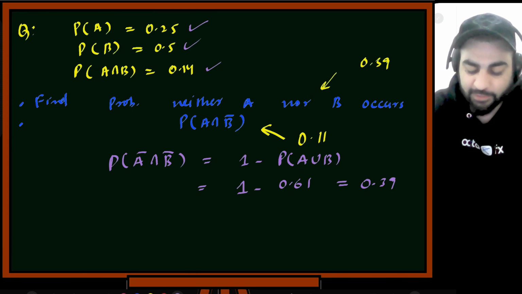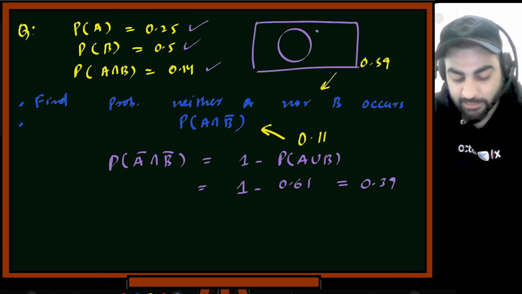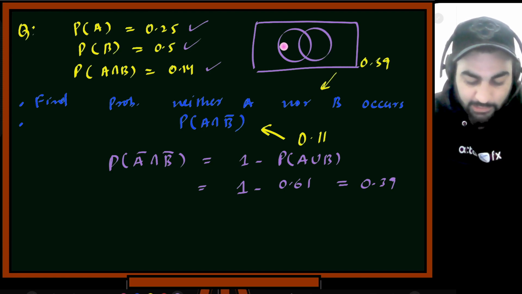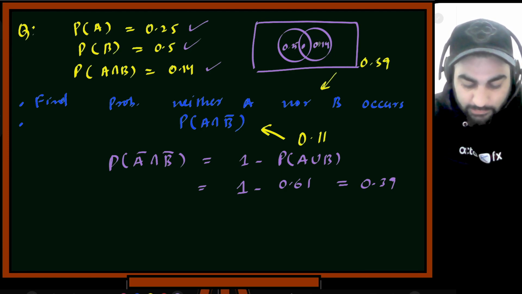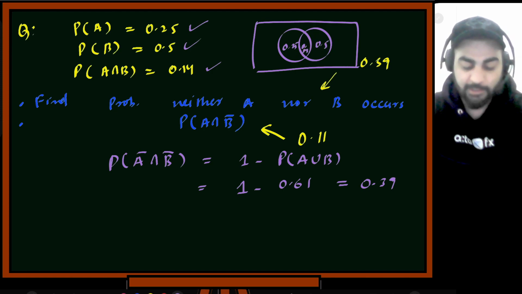And even if you do not remember this, you can just create a Venn diagram like this. You have this, then you have this. So here you will write 0.25, here you will write 0.14, then here you will write 0.5. So 0.5 and then 0.14. It becomes tedious to write it here. So this is what you have to write.